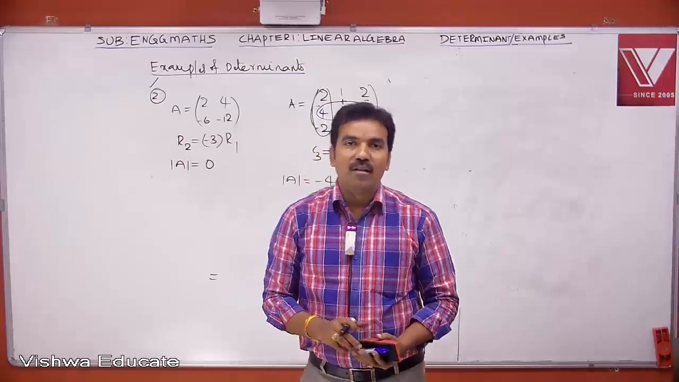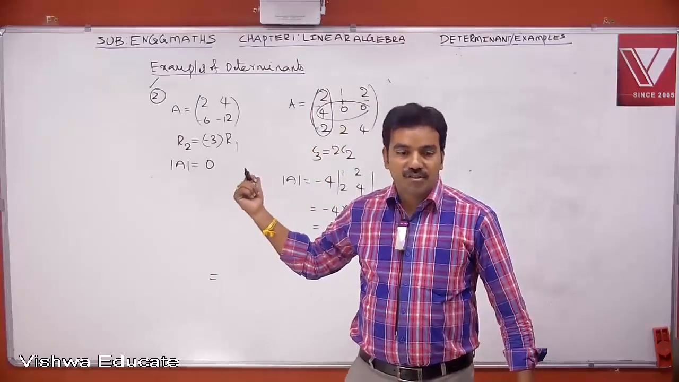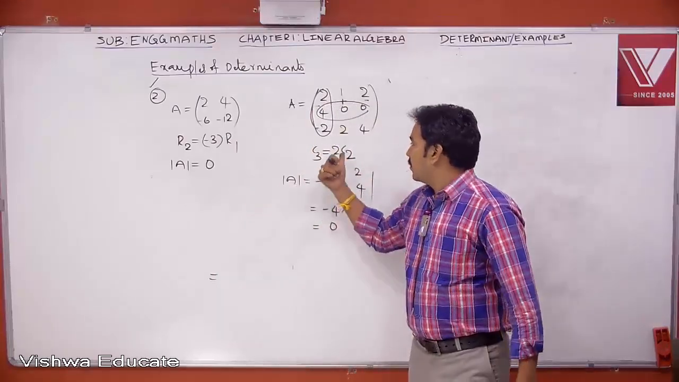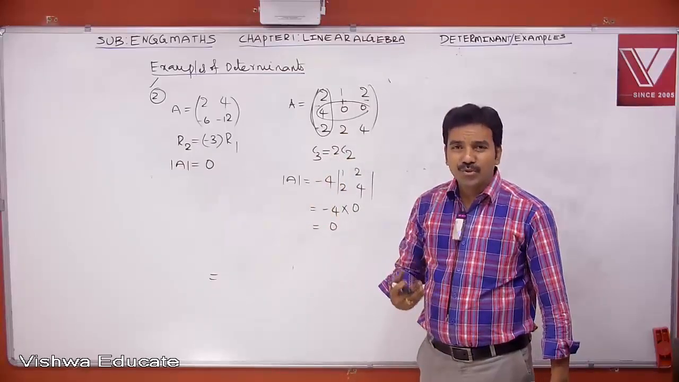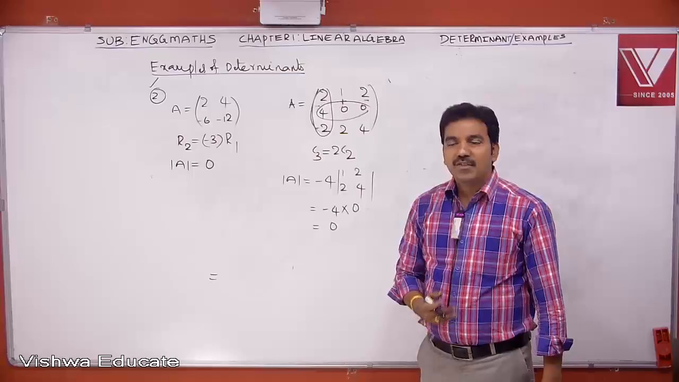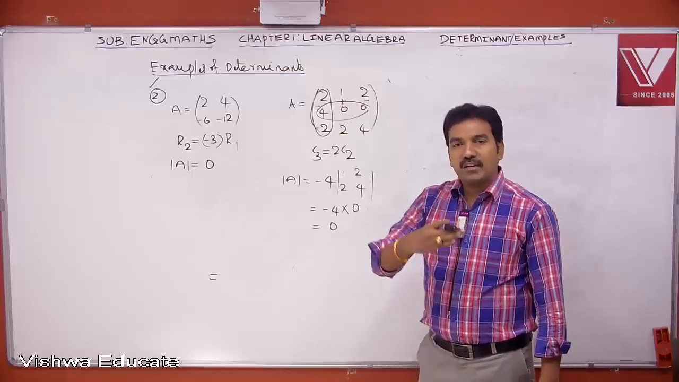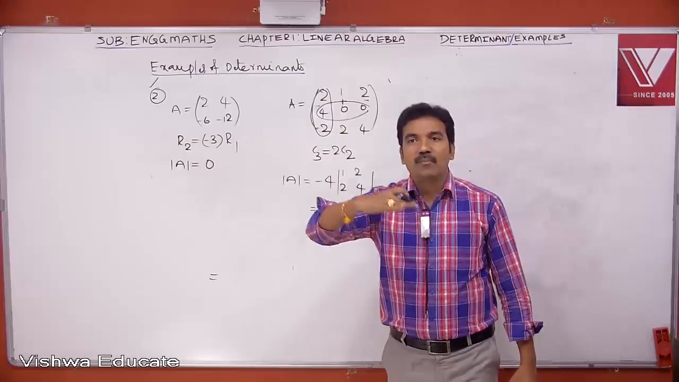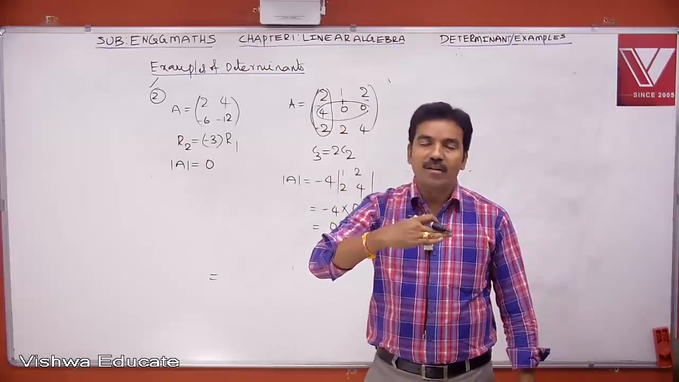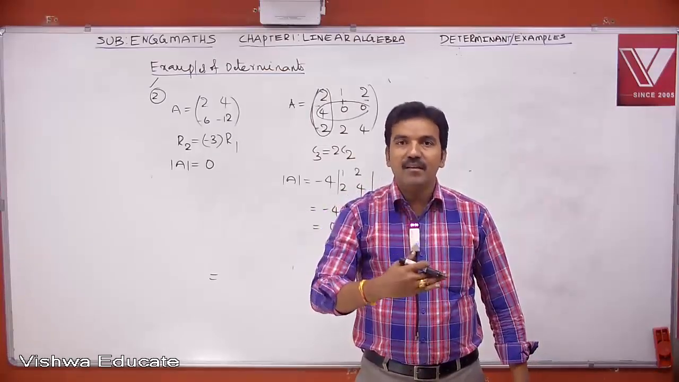In the first example, that constant I selected as minus 3. In the second example, that constant is selected as 2. Even you can take fractional values, zeros, any number is possible. So the only point is just to check whether any row is a constant multiple of another row, or any column is a constant multiple of another column. In that context, its det will be 0.